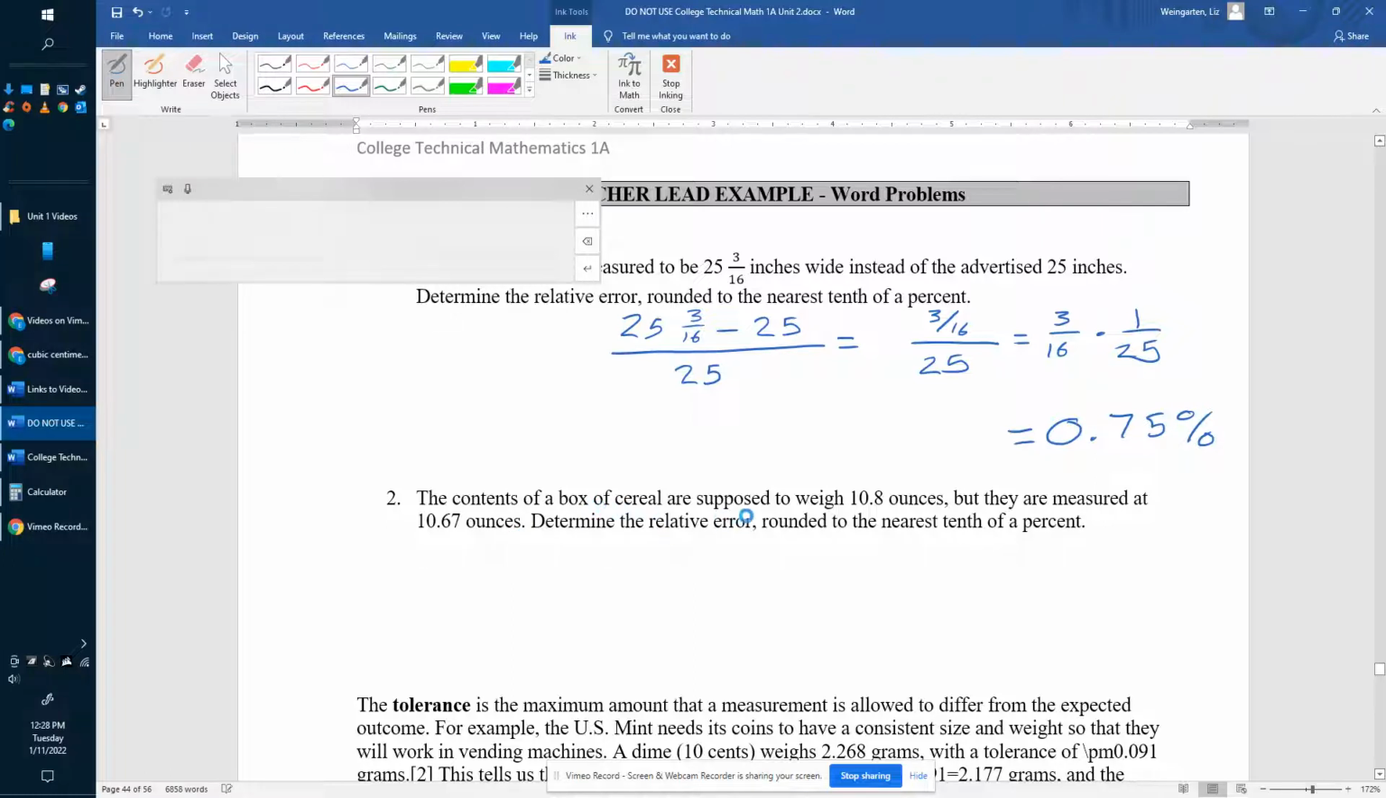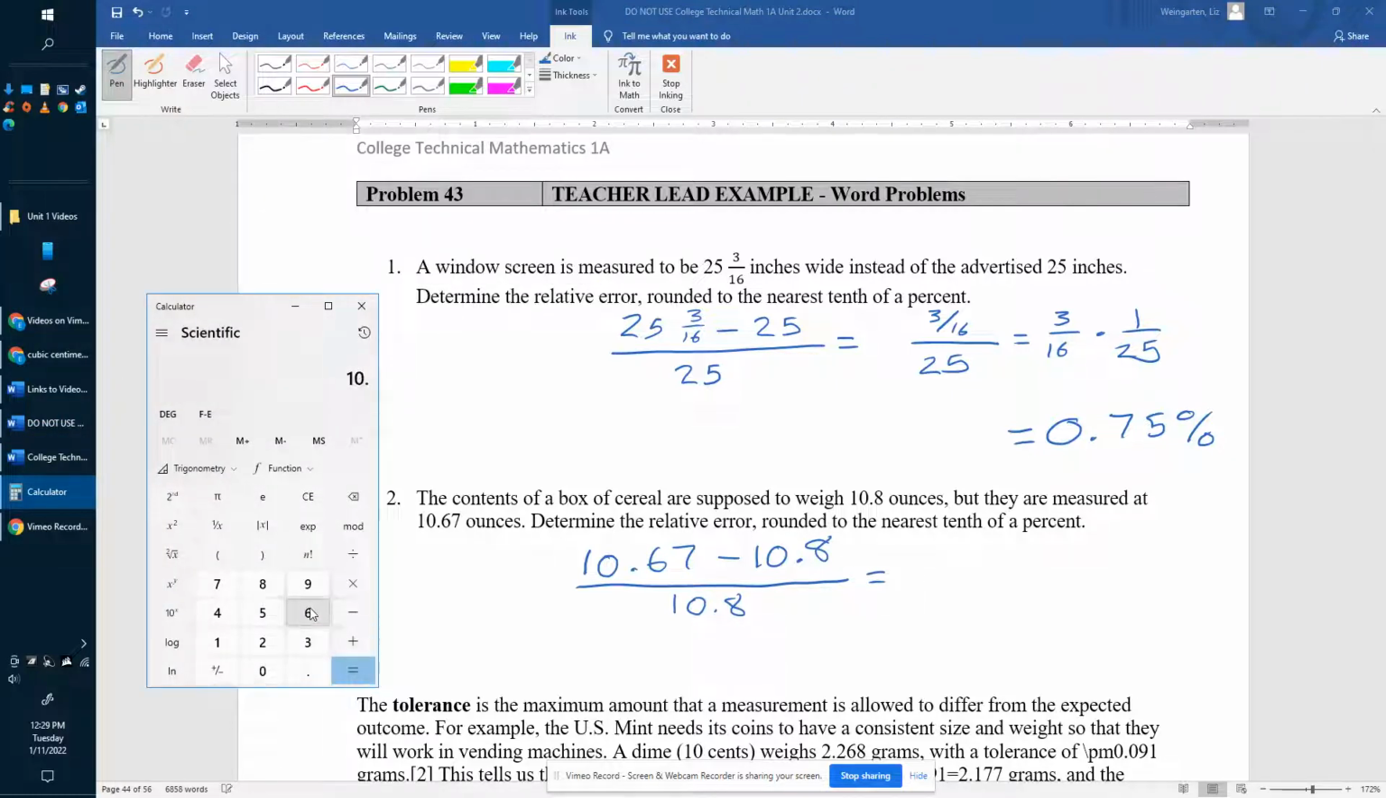The contents of a box of cereal were supposed to weigh 10.8 ounces, but are measured at 10.67 ounces. Determine the relative error, round to the nearest 0.1%. So we'll take what actually happened, subtract what should have happened, divide it by what should have happened, and see what we get. Grab our calculator. 10.67 minus 10.8 equals, divided by 10.8. Now that's the decimal. We need the percent, 100.